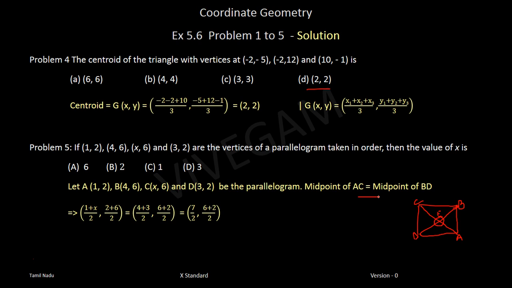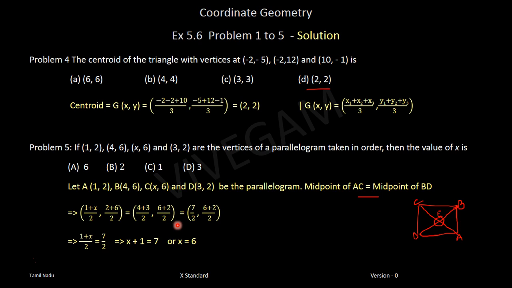Okay, so let's see how we're doing it. The midpoint of A and C will be ((1 + x)/2, (2 + 6)/2). Got it? And for B and D, the midpoint is ((x1 + x2)/2, (y1 + y2)/2), so ((4 + 3)/2, (6 + 2)/2). So that's what I've done here. These 2 midpoints are equal. So if we simplify, this will be (x + 1)/2 and 4 + 3 by 2, which you can write as 7 by 2, and this is (6 + 2)/2.